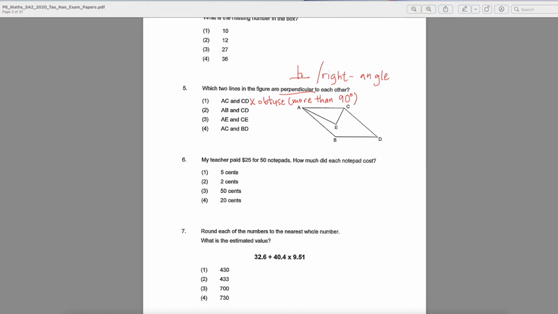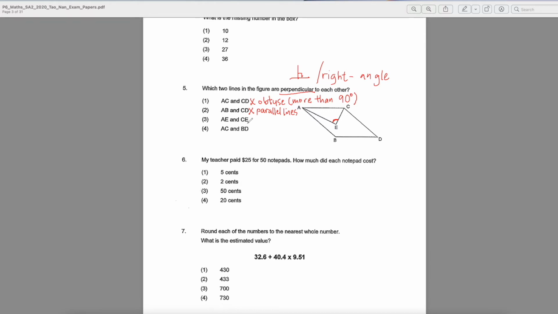Okay, so let's try the next one. AB and CD. AB and CD, they are not even joined together, so they are parallel lines. No angles are formed. Parallel lines don't form angles because why? Parallel lines are lines that do not ever meet each other. Got it? So let's try the next one. AE and CE. AE and CE is here, and yeah, this is the answer we are looking for. This is the right angle.